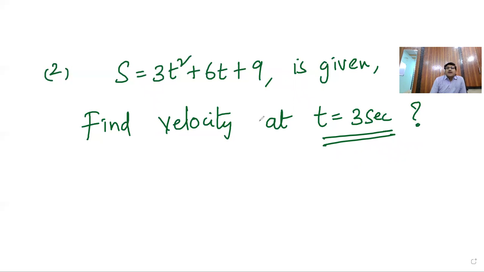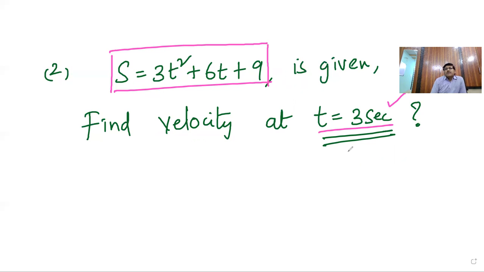That was the problem. Observe, the relation is given. S is equal to, this is the relation given to you. Now he is asking at a particular time t is equal to 3 seconds. That means instantaneous velocity is required.